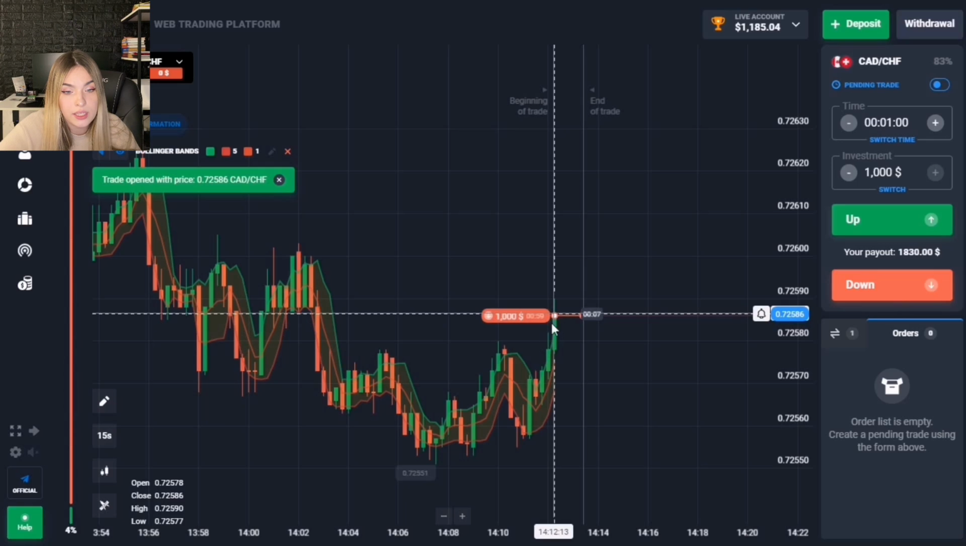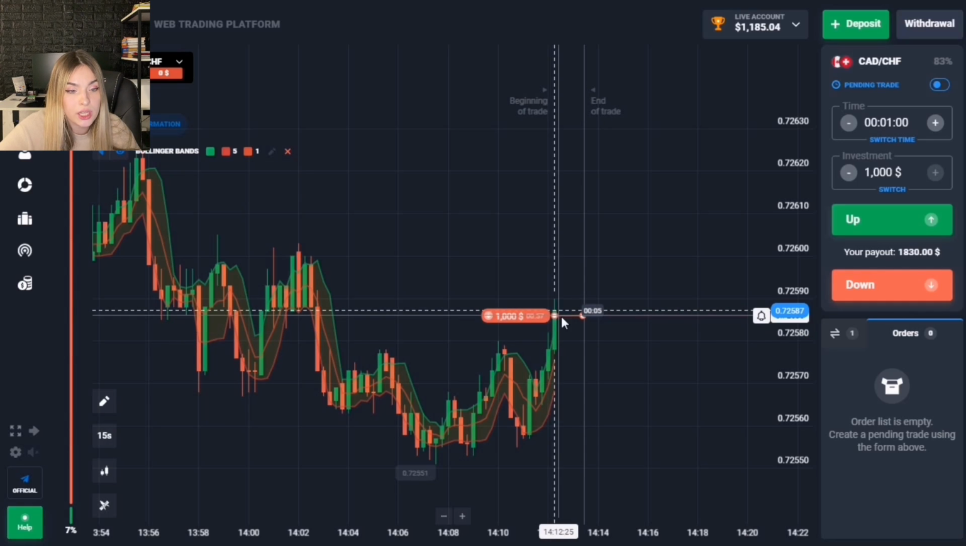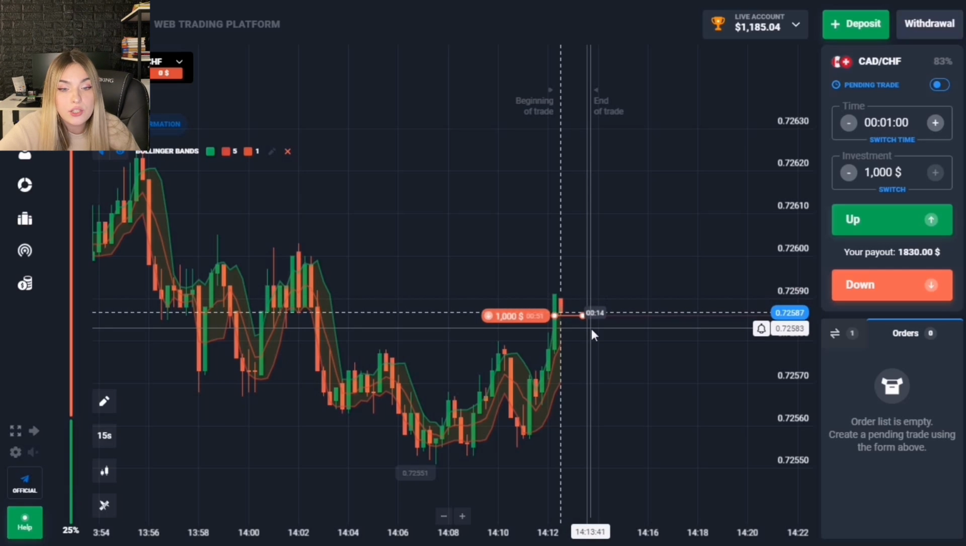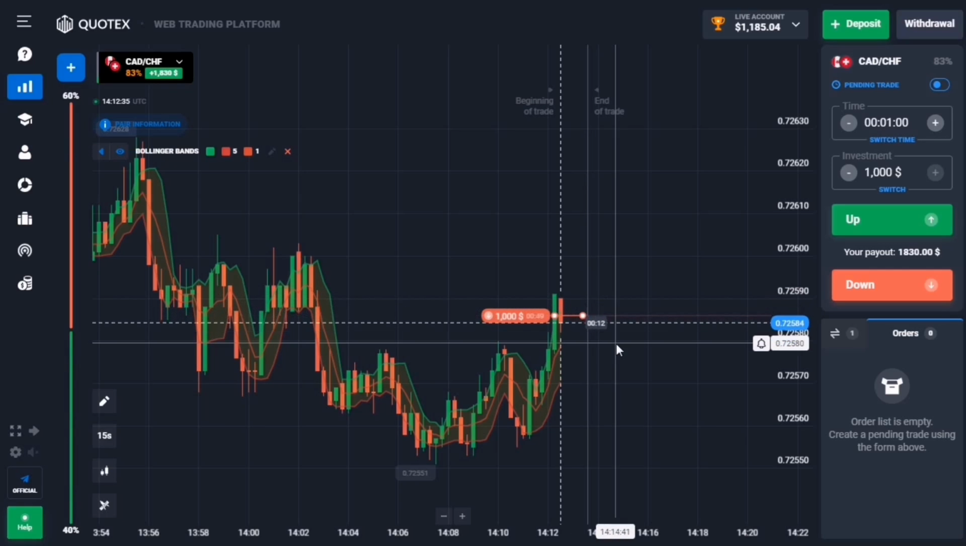Up to this point, the indicator has been going through a narrow channel. After an impulsive upward movement, a pullback is sure to occur. So friends, let's wait for the end of our deal.